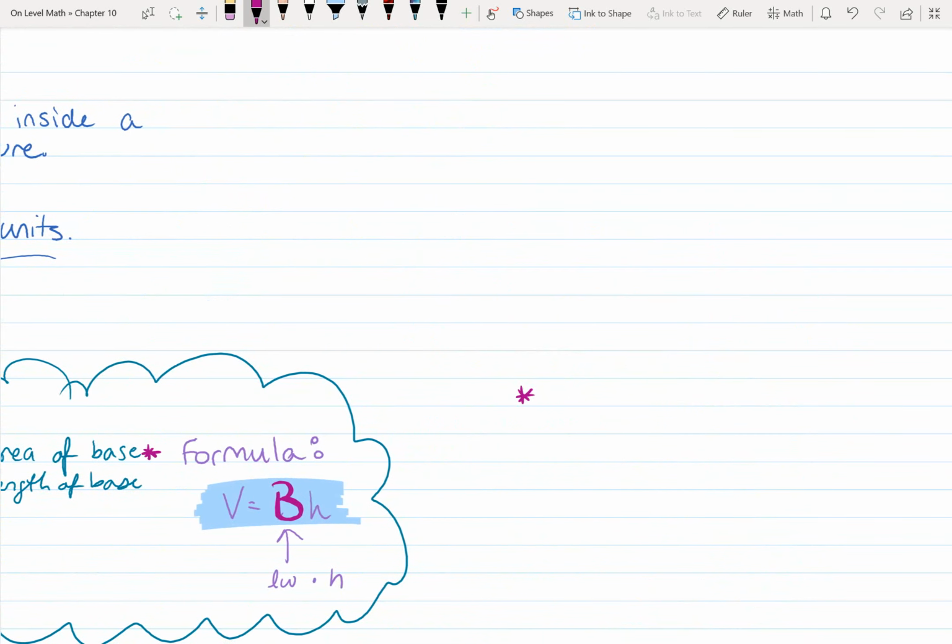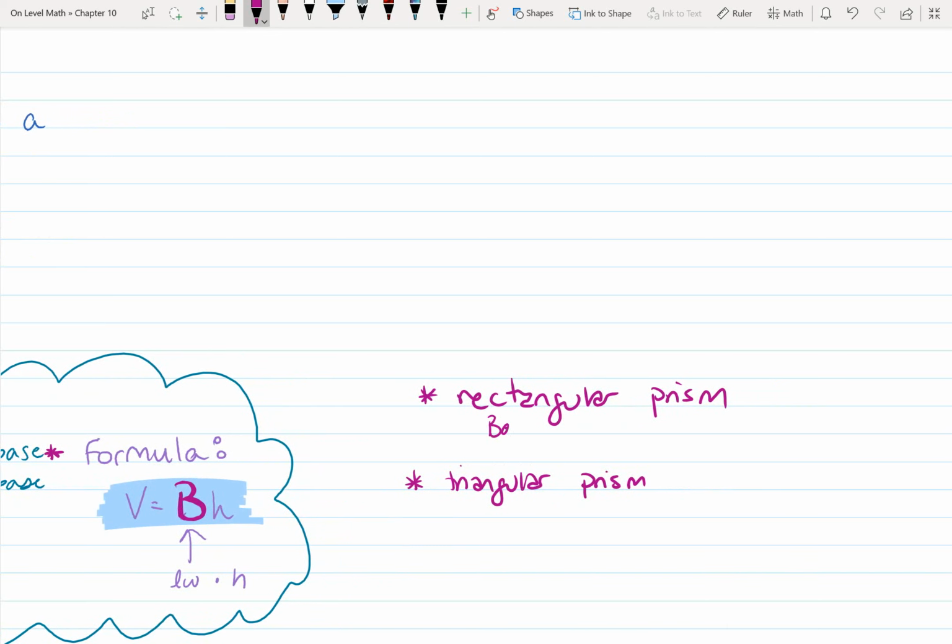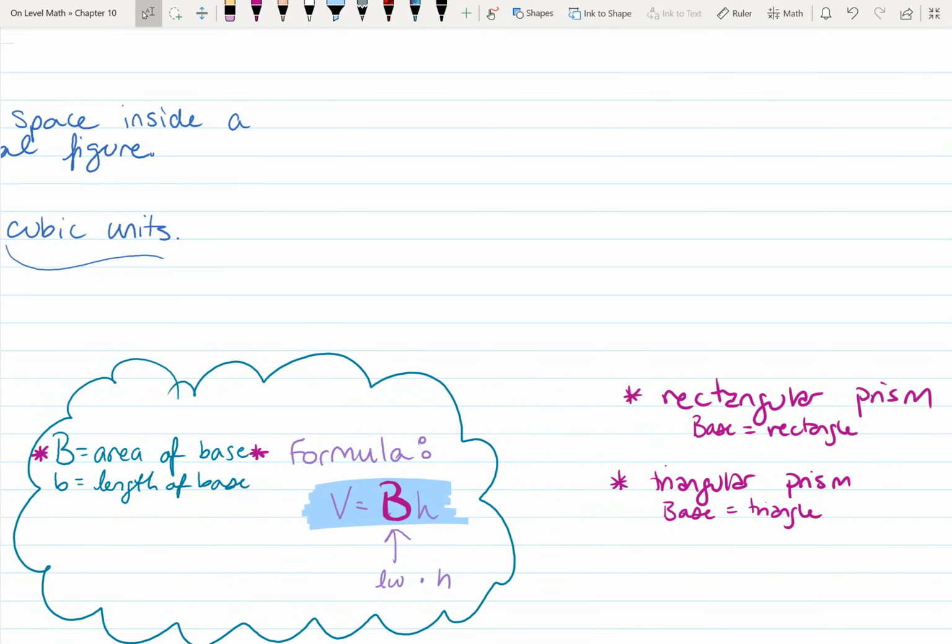Now, a rectangular prism, when we write that out, I'm going to scoot over here. You don't need to write this, but rectangular prism. Triangular prism. Now, I gave you other names as well, but I'm not going to write all those down. Rectangular prism means the base is a rectangle. Triangular prism means the base of this prism is a triangle. So when we talk about area of the base, that means you have to know how to find the area of a rectangle. You have to know how to find the area of a triangle.